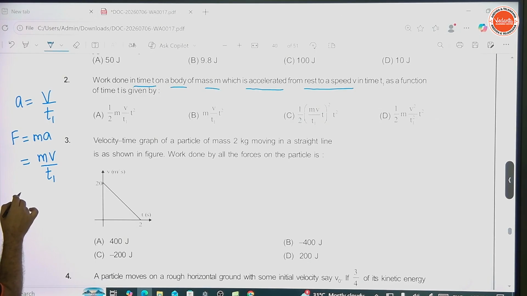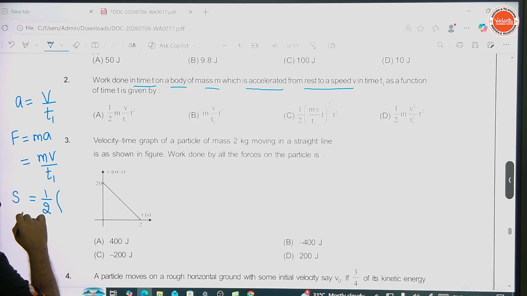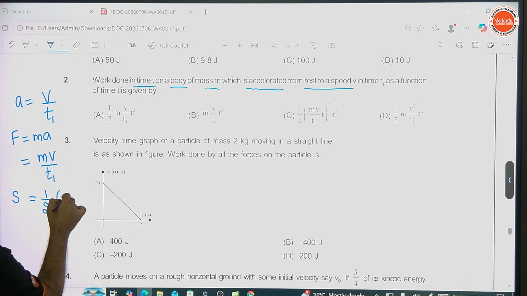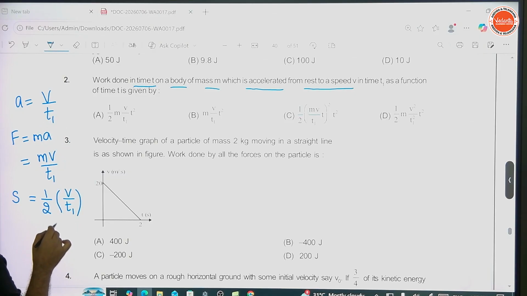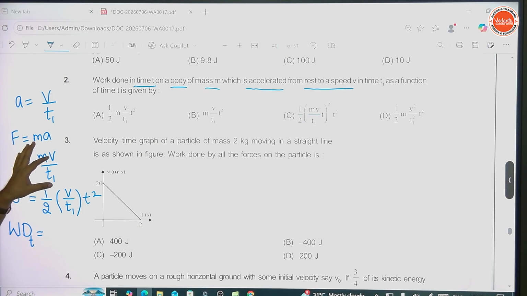If this is the force here, then can you tell me what is the displacement at any instant of time t? At any instant of time t, it is ut plus half a t square. Initial u is 0, right? So half a t square, and what is a here? That is v by t1. So this is the displacement at any instant of time t. Now, once we have the force and displacement, what is the work done up to time t? Force is constant here, right? Multiplied by the displacement up to time t.